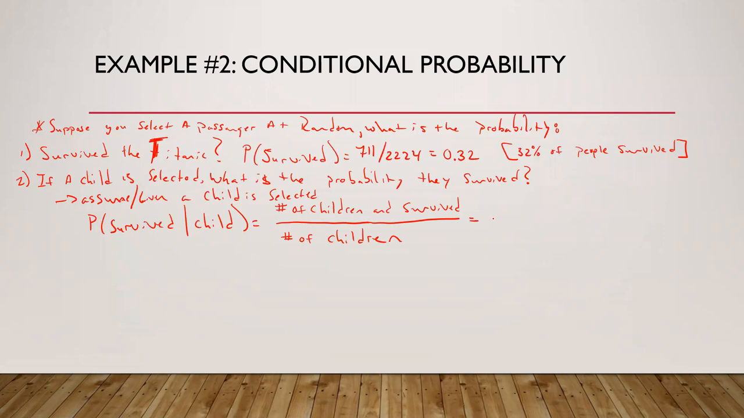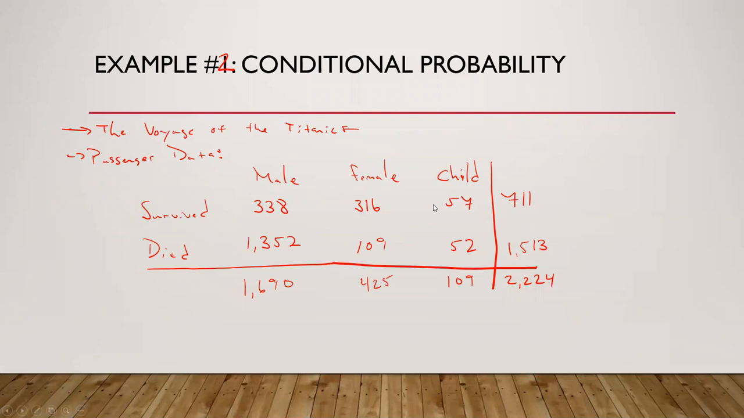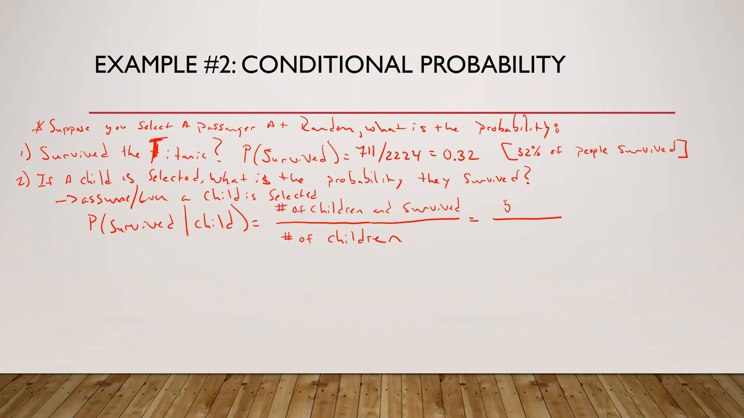What you have to do now is look back at the table and say, how many of the children are there, and how many of the children survived? That's right here where child and survived intersects, 57. And then the total number of children was 109. So it's a little bit sad, but it's 0.52. What that means is 52% of children survived.